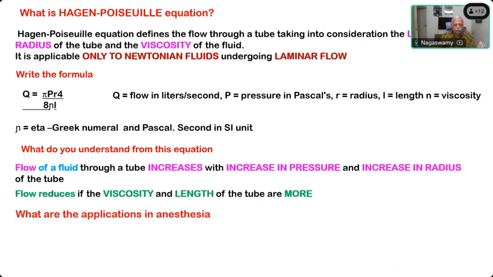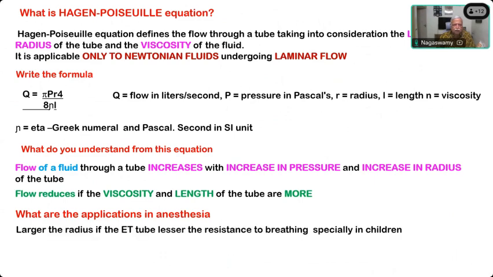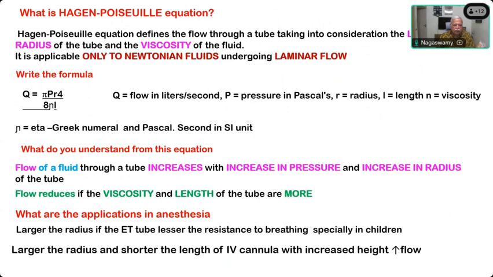What are the applications in anesthesia of this equation? So flow of a fluid through an IV set or IV cannula and the central venous cannula. Flow of gases through ventilatory circuits. ET tube. So larger the radius of the ET tube, lesser the resistance to breathing, especially in children, number one. Larger the radius and shorter the length of the IV cannula, with increased height, the flow will increase.